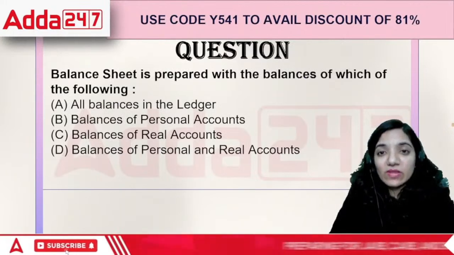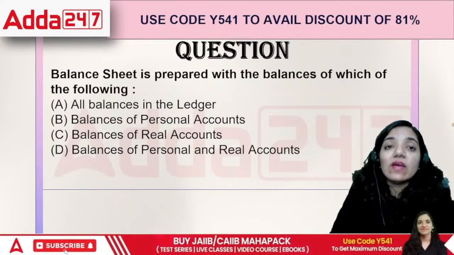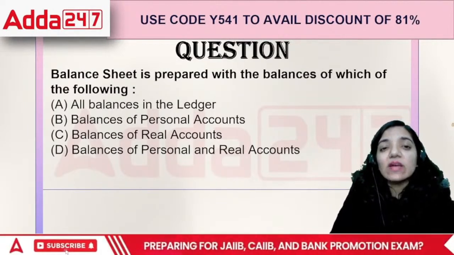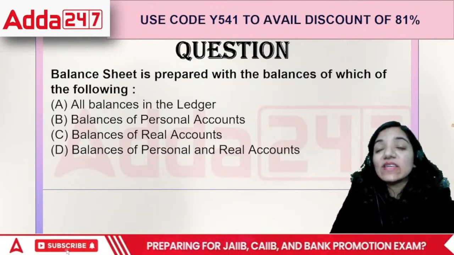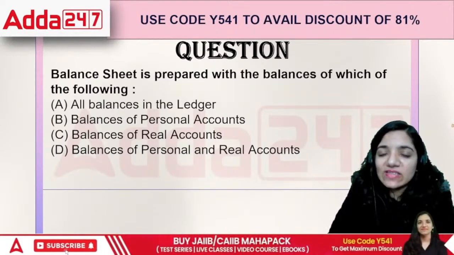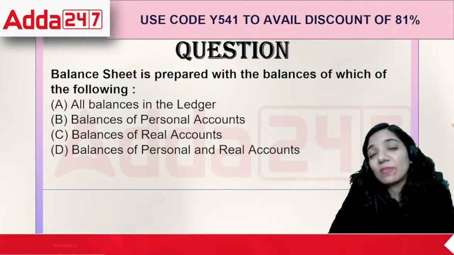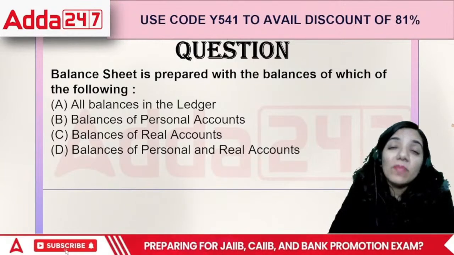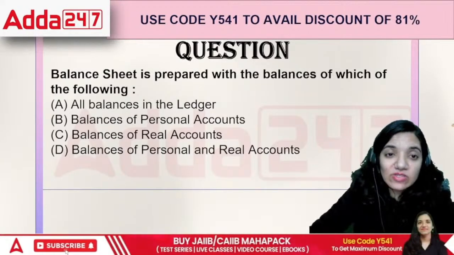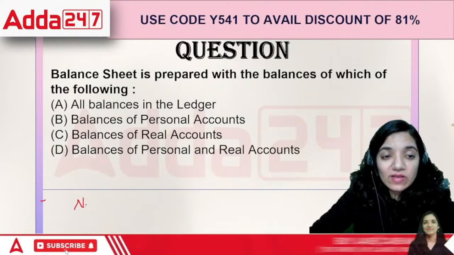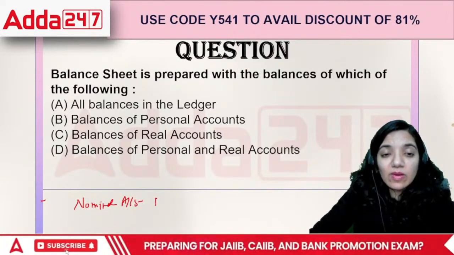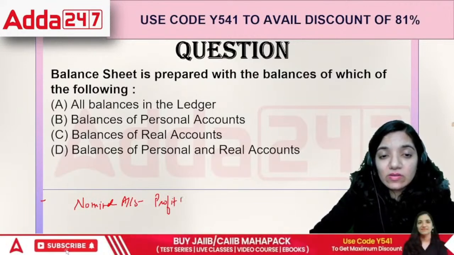Balance sheet is prepared with the balances of which of the following? All balances in the ledger, balances of personal accounts, balances of real accounts, or balances of real and personal accounts? See, the balance sheet clearly records assets, liabilities and capital account. Does this mean that it records the expenses and incomes? No. All the nominal accounts go into the profit and loss account. That means for all the nominal accounts, we prepare the profit and loss account.